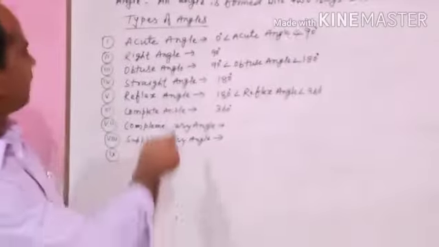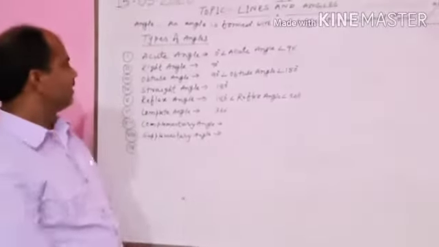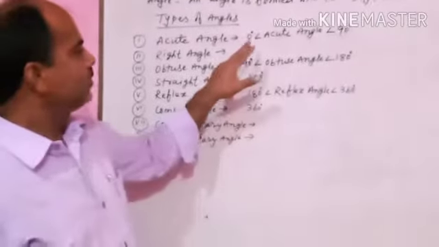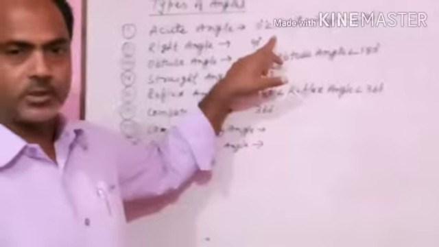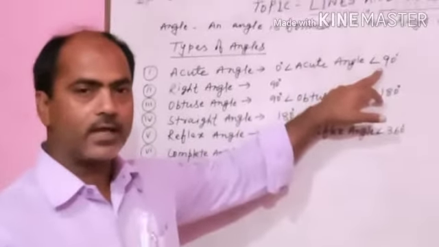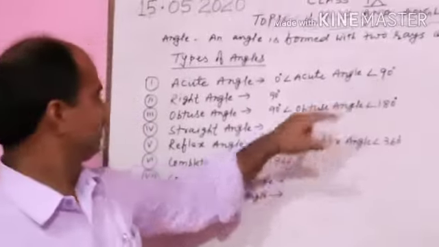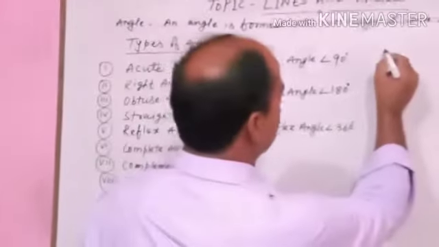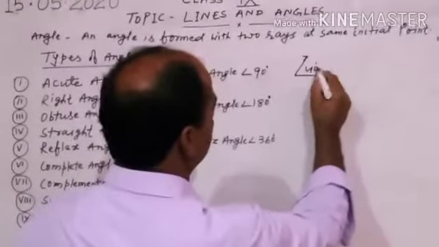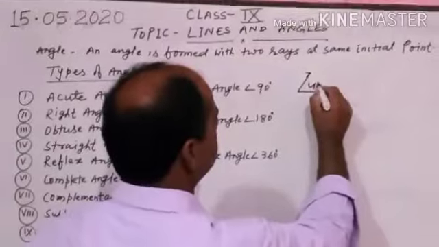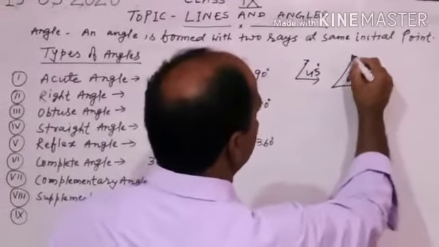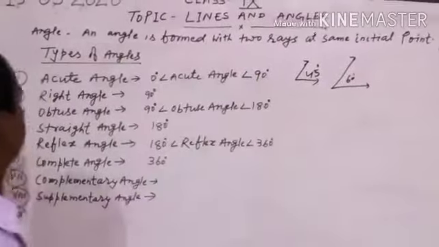Now students, types of angles. First, acute angle. An angle whose measurement is more than 0 degree and less than 90 degree is called an acute angle. For example, an angle of 45 degree or 60 degree is an example of acute angles.